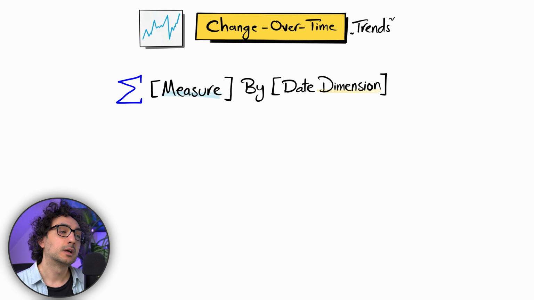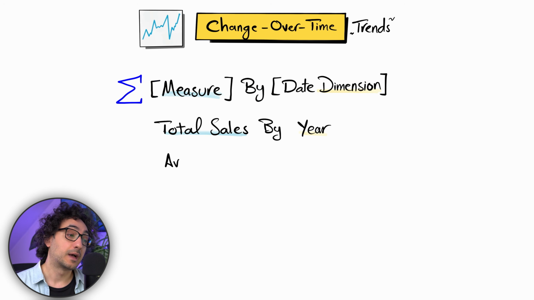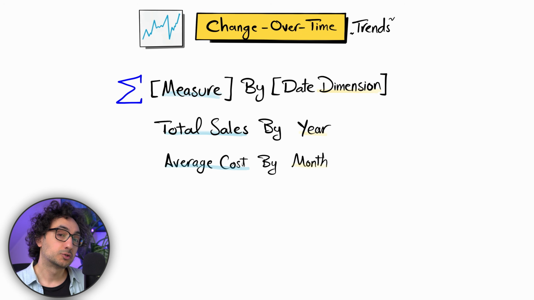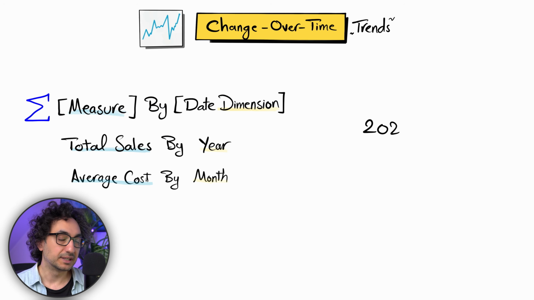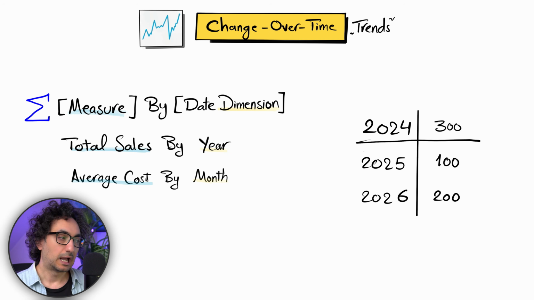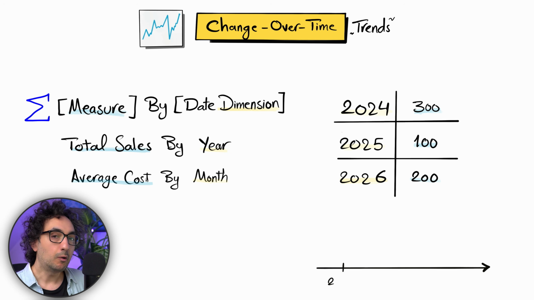For example, the total sales by year, the average cost by month. So if you combine any aggregated measure together with a date column or dimension, then all what you are doing is you are analyzing the change over time. So for example, we're gonna go and break our measure, this time for example by the years. And with that, we can track immediately how our business is doing over the time, over the years.